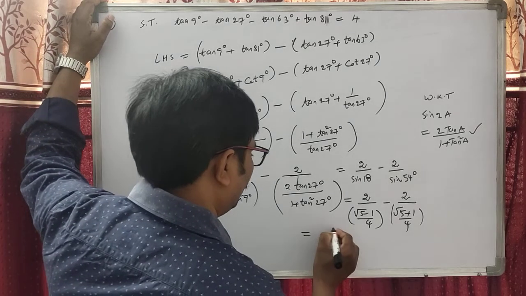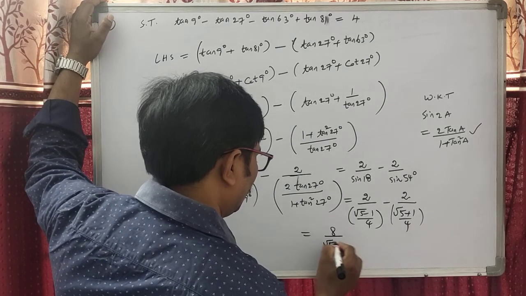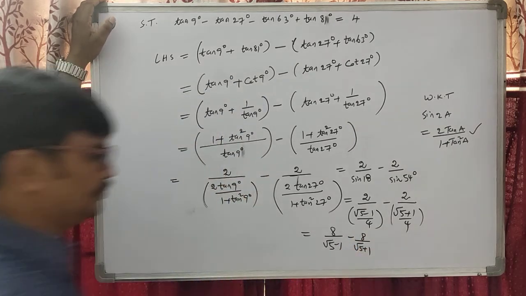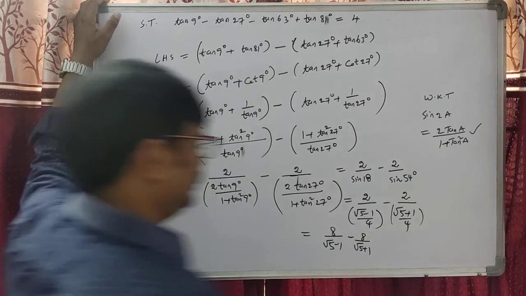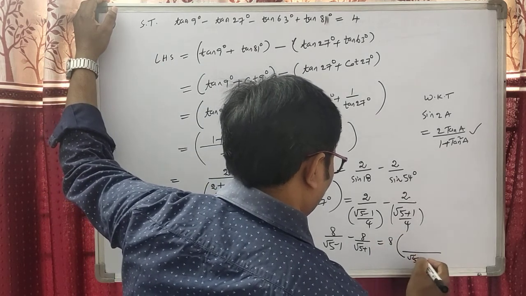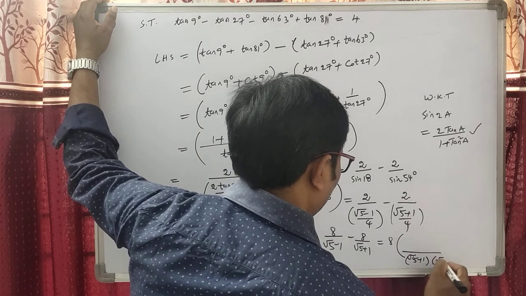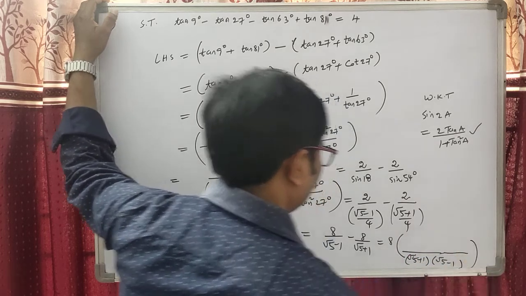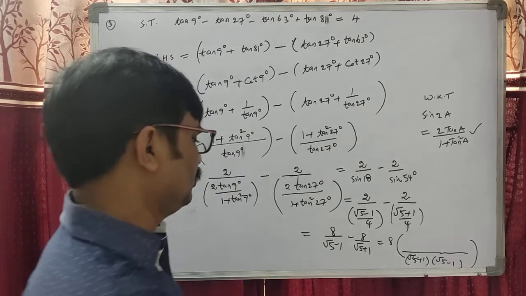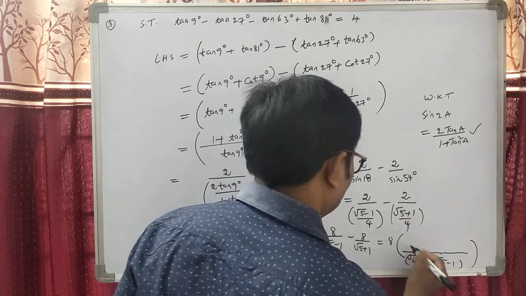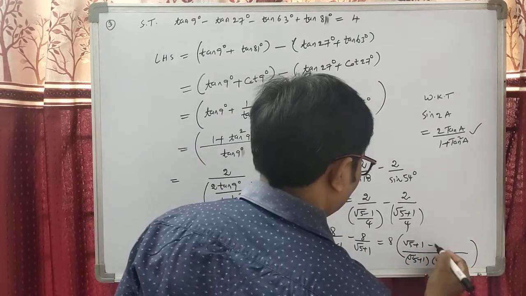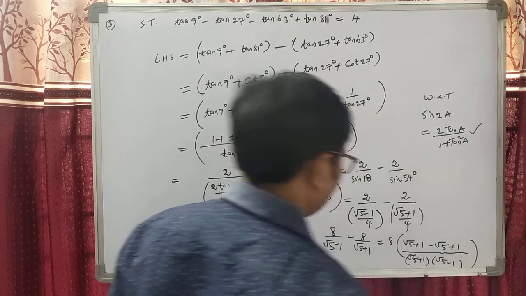This is 4 into 2, which is 8 upon root 5 minus 1, plus 8 upon root 5 plus 1. Okay students, now we are taking the 8 common. This is root 5 plus 1 into root 5 minus 1. Is it clear? How to take this: root 5 minus 1, root 5 plus 1. Now students, you have to multiply with this one, root of 5 plus 1. So now this is root 5 minus, of minus plus 1.